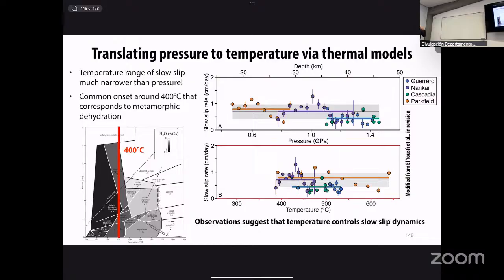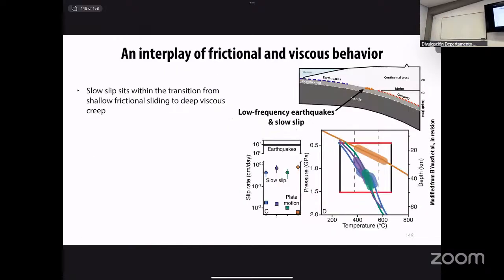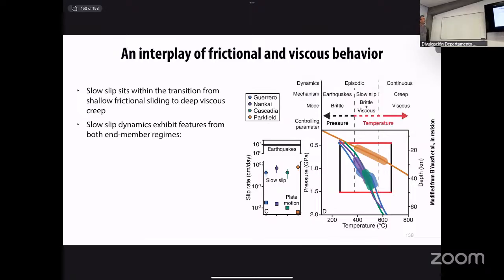So we would suggest that this constant slip rate, that remember, actually represents a wide span of dynamics, different recurrence intervals, different durations, that all of this depends on temperature. And so what we think our interpretation of this is, we take a step back and we tell ourselves that slow slip sits within this transition between this brittle frictional earthquake behavior and this quasi-continuous creep that we often think of as viscous creep. It sits in this transition between the two. And slow slip ends up exhibiting characteristics of both of these two end-member regimes.